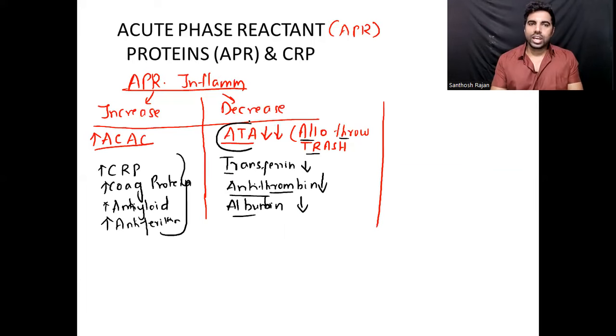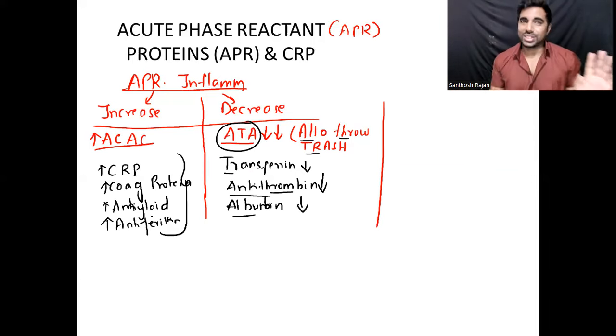Aata ghar pe kam hota hai. Aata ke sath kya karoge? Alu ka trash mein. Alu is thrown into trash. Alu, albumin. Throw for transferrin. And throw thrombin and trash transferrin. That's it. These three go down. Rest all goes high. Even if this antiferritin, whatever, all goes high. That's okay. That's what I can give you the clue.